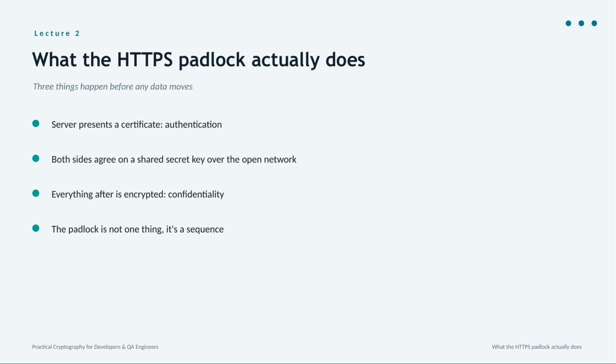That's authentication. Second, the 2 sides agree on a secret key that only they know, even though they're talking over a network anyone can watch. And third, once the key exists, everything after it is encrypted. That's what confidentiality really is. So the little padlock isn't one thing, it's authentication and confidentiality, set up in a specific order every single time.